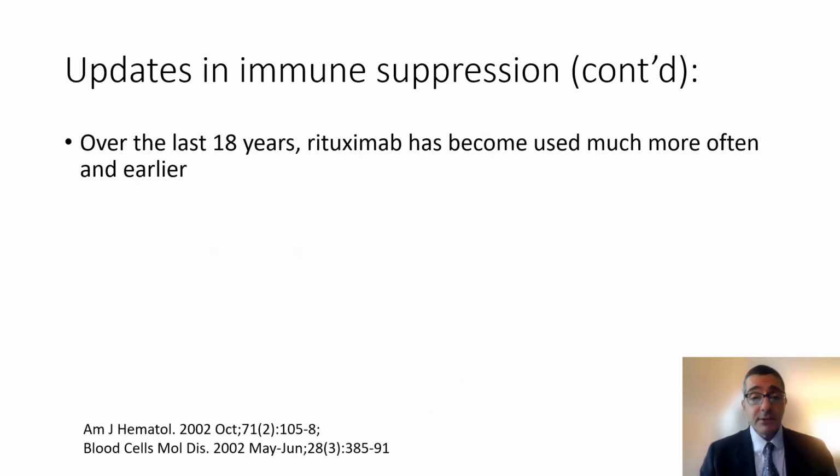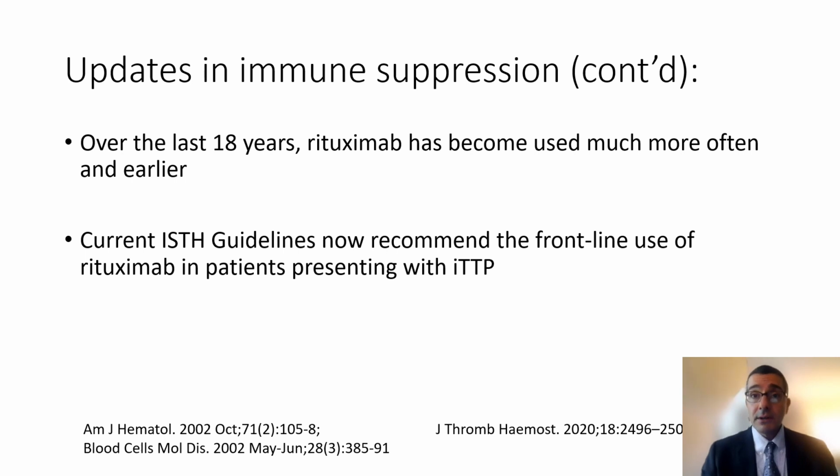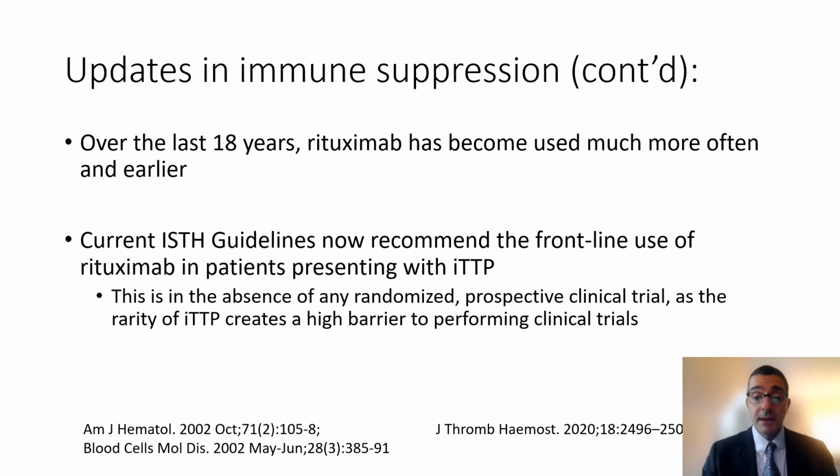So let's talk about rituximab. Originally, this was used in lymphoma, but over the last two decades, it's become more and more frontline, so that currently, the use of rituximab is now considered frontline therapy. And it has to be acknowledged, this is in the absence of any sort of randomized, double-blind, prospective, placebo-controlled trials, and this is just due to the rarity of TTP.